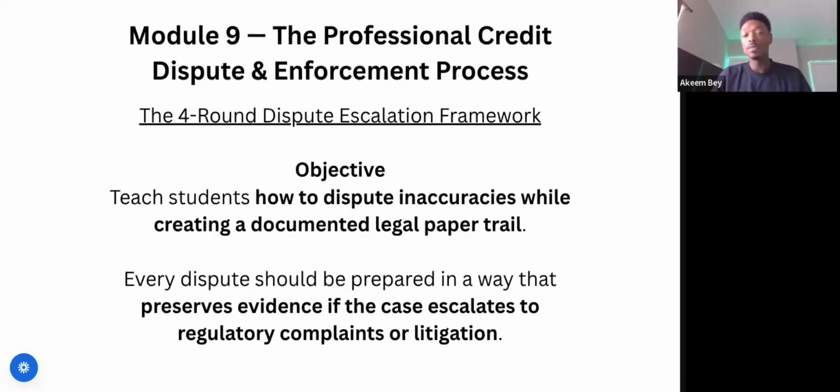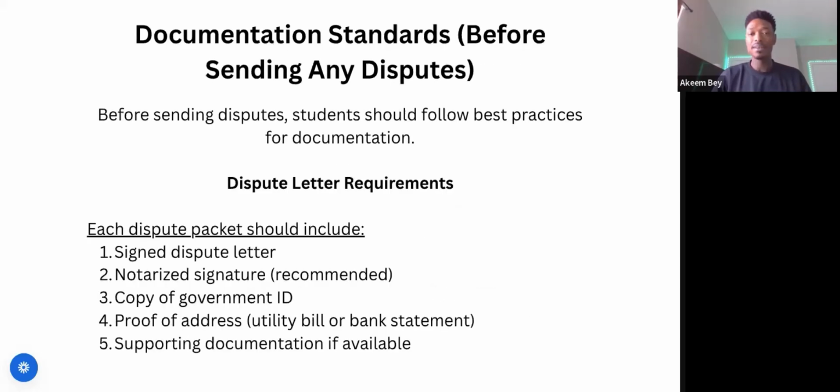Welcome to Module 9, and this will be one of the longer modules, but this is the professional credit dispute and enforcement process, right? The four-round dispute escalation framework. And the objective is to teach you how to dispute inaccuracies while creating a documented legal paper trail. And every dispute should be prepared in a way that preserves evidence if the case has to escalate to regulatory complaints or litigation. But this is the setup to really be able to get these accounts removed off of your credit report. So pay close attention.